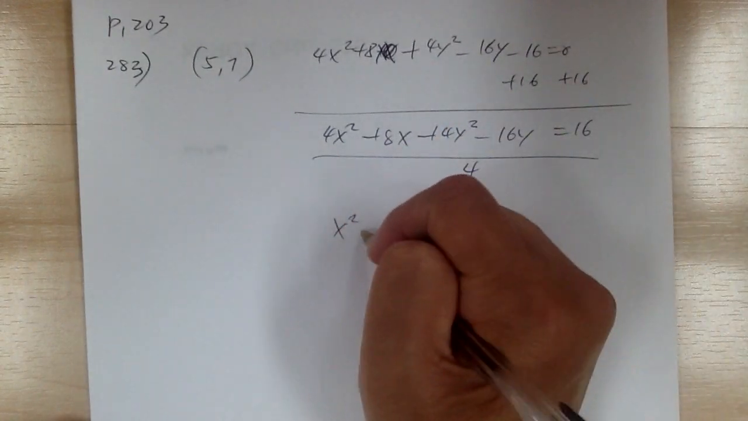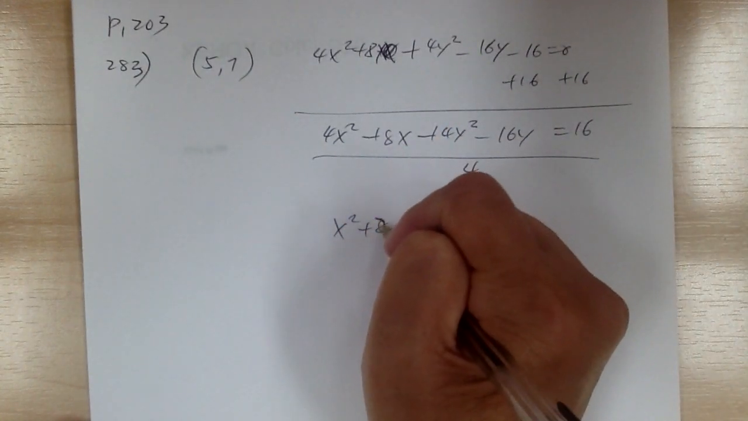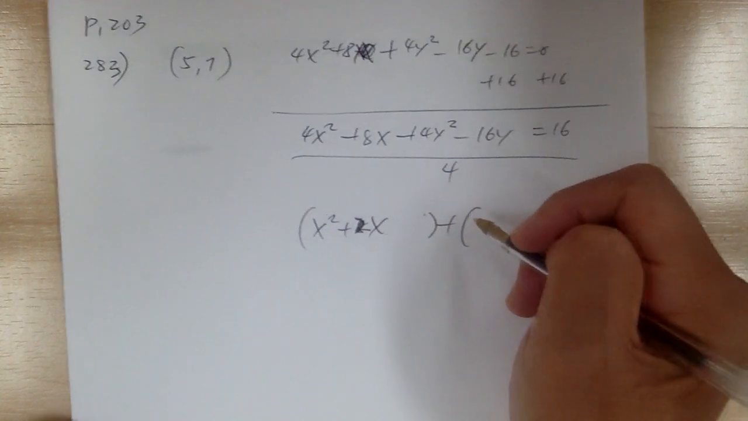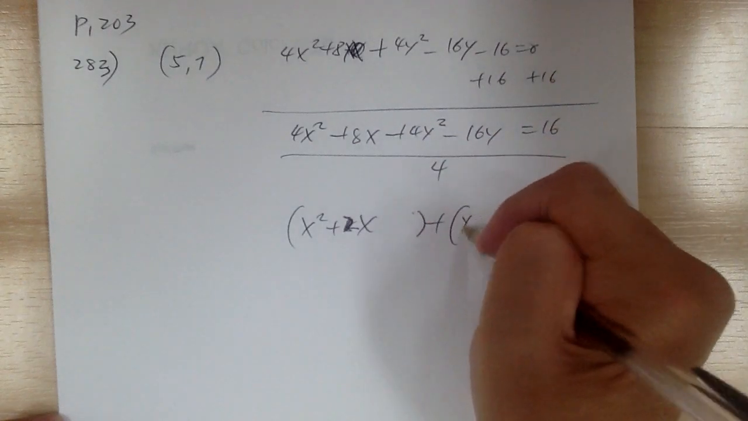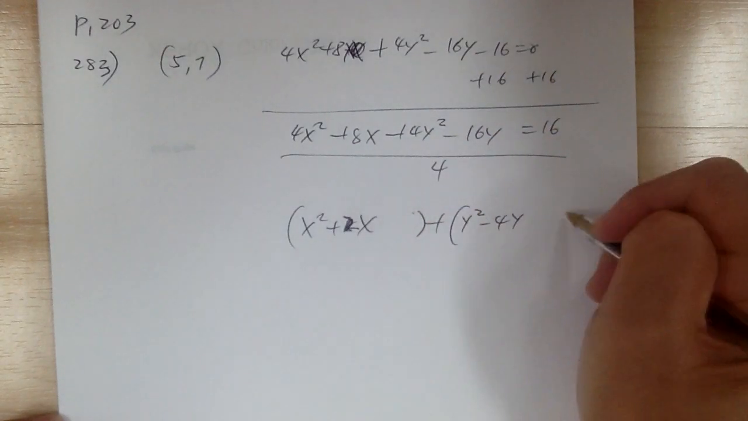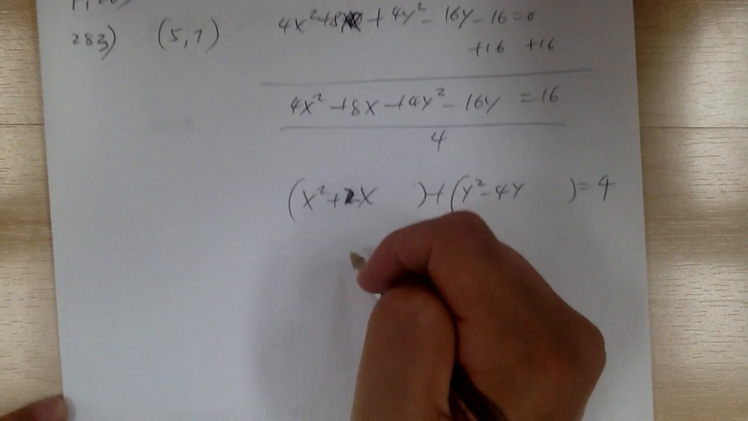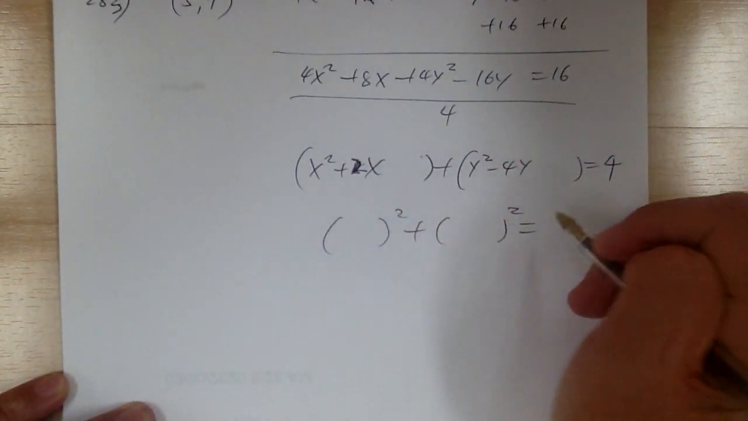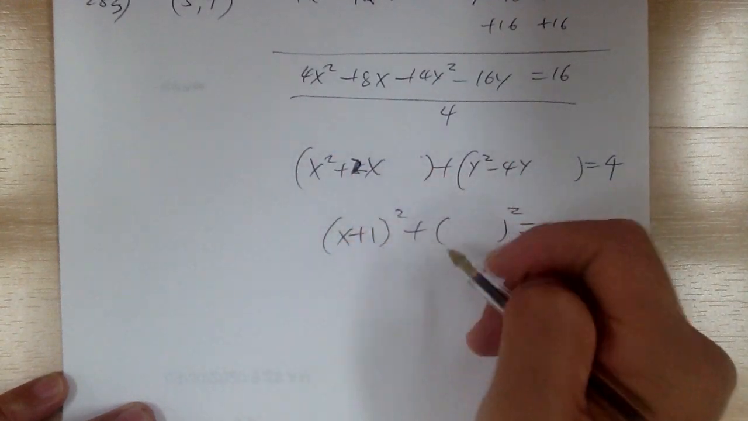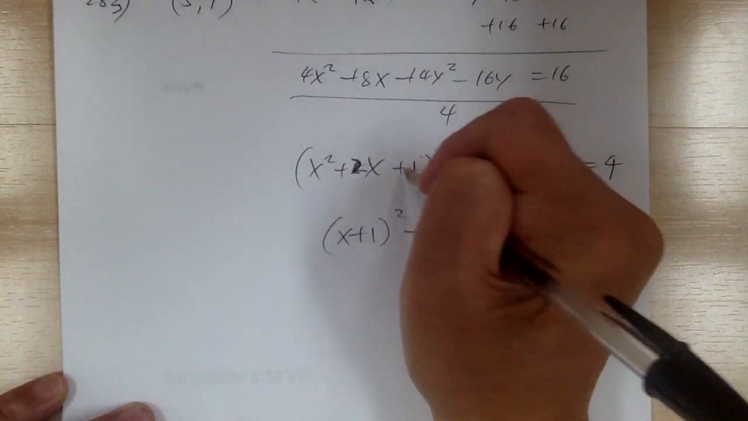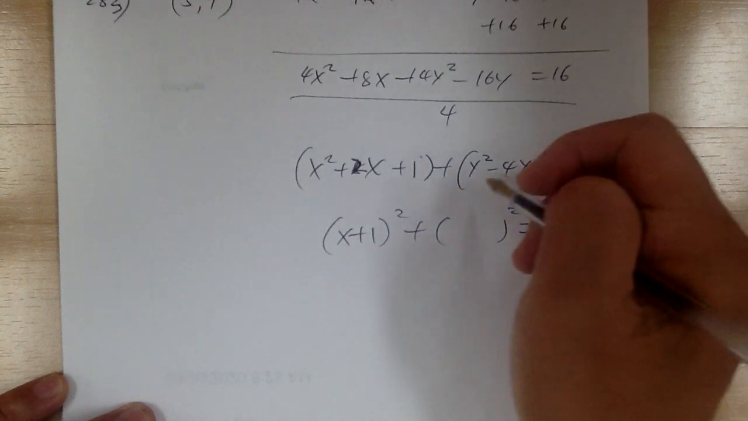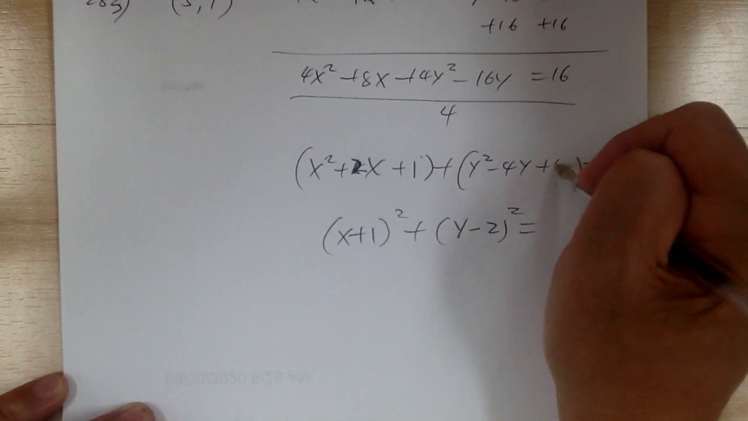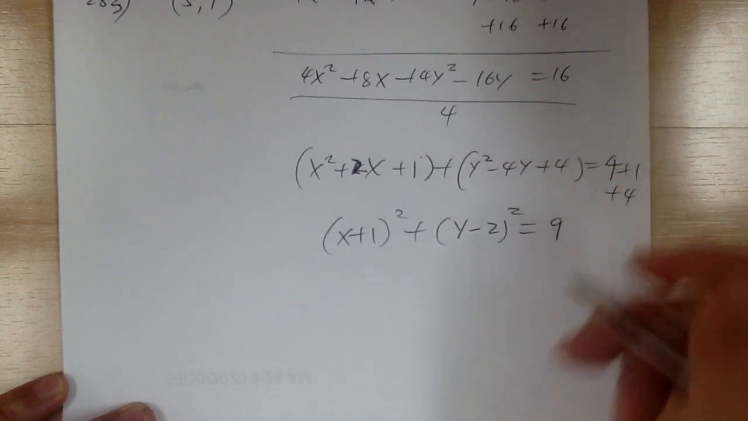So I got x squared plus 2x. I'm going to leave a space, get ready to complete the square. I got y squared minus 4y equal to 4. So now to get a perfect square, I can get the template ready. This would be x plus 1, so I need to add 1 here, and add 1 here. This one I get y minus 2, so I need to add 4. So plus 4, so I get 9.